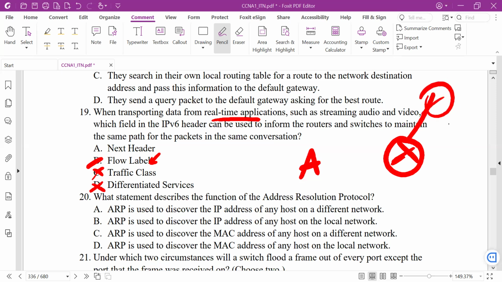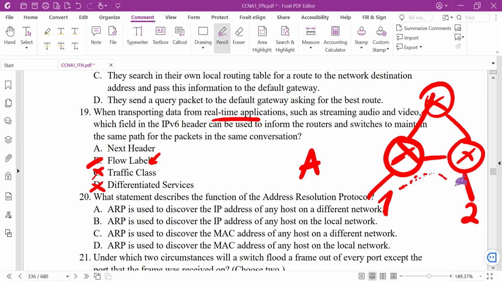Let's say we're sending information from here to here, from 1 to 2. If the first packet takes this route, then every packet labeled A takes that same path, because of the field that carries the flow label. Without that field, what will happen is that some other packets will come through here.